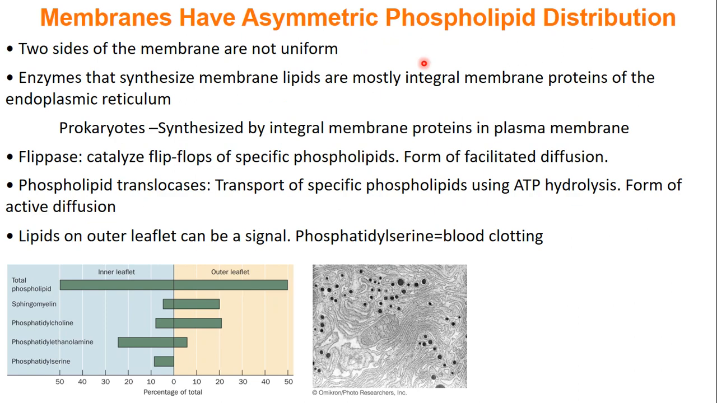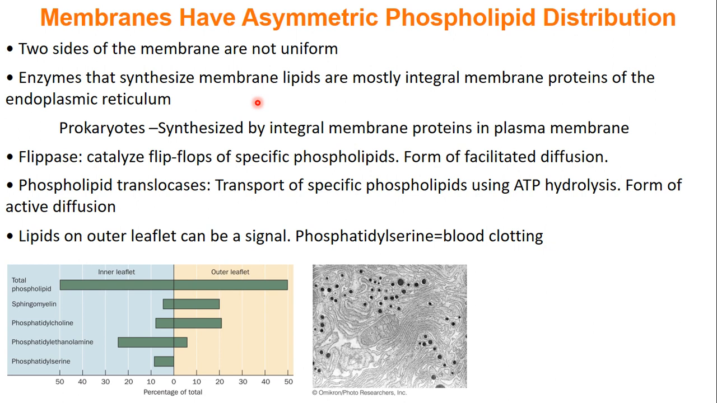Now, when we think of the membrane, the sides that face the cytoplasm and the sides that face the extracellular space have different amounts and types of lipids in them. And this is shown in this graph. The inner leaflet is pointing towards the cytoplasm. The outer leaflet is pointing to the outside of the cell.